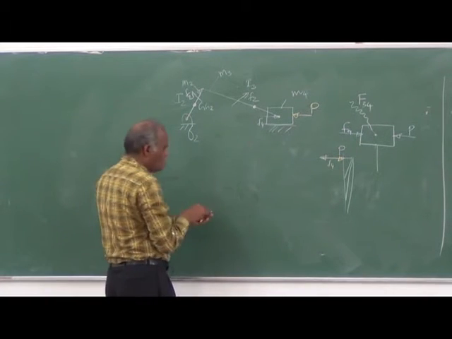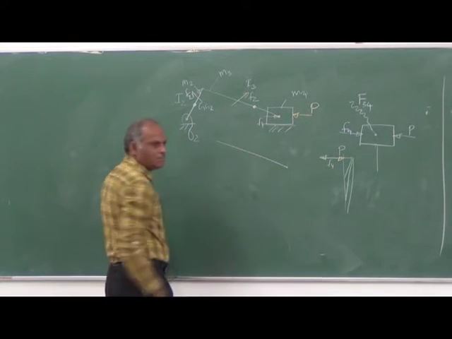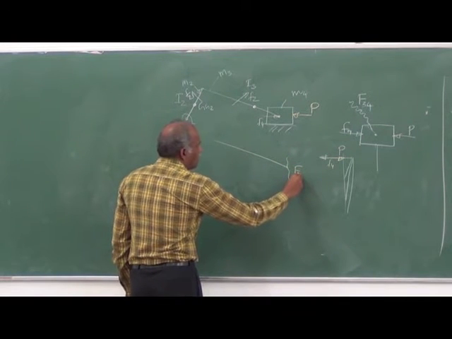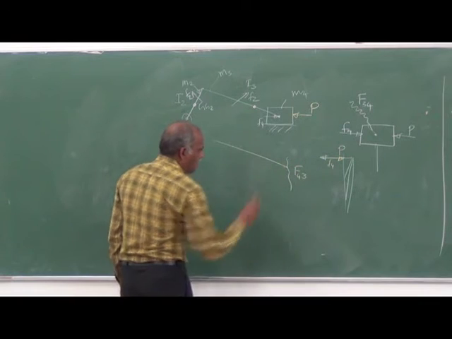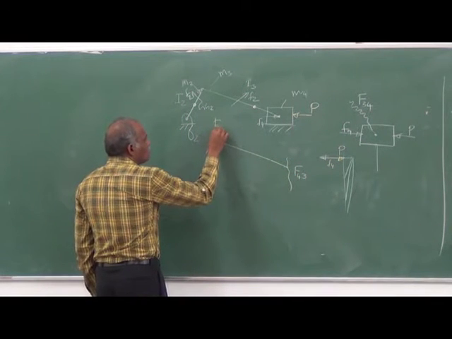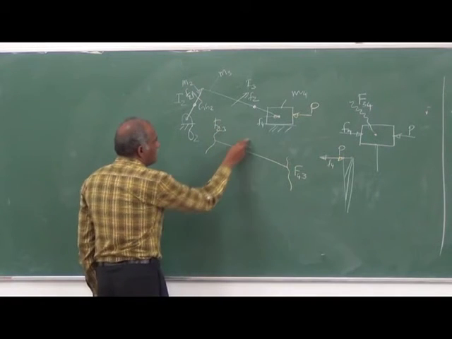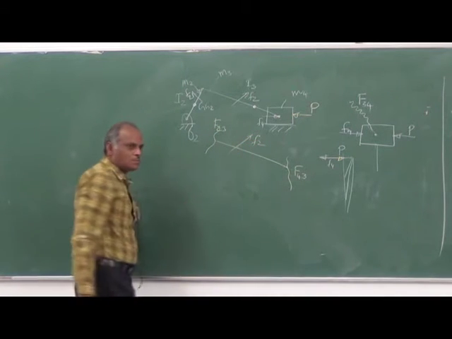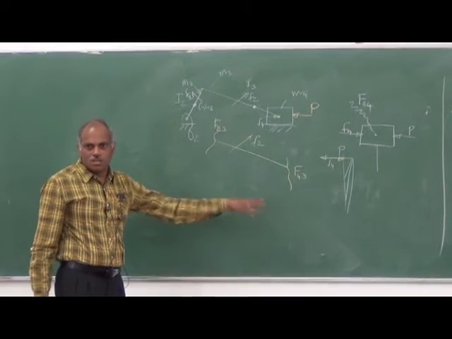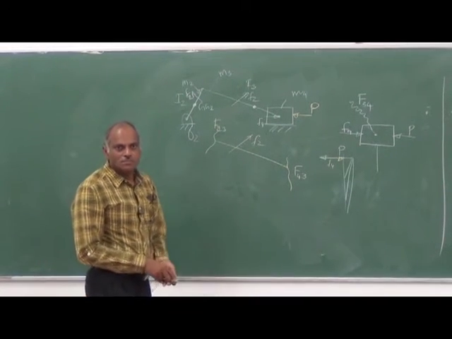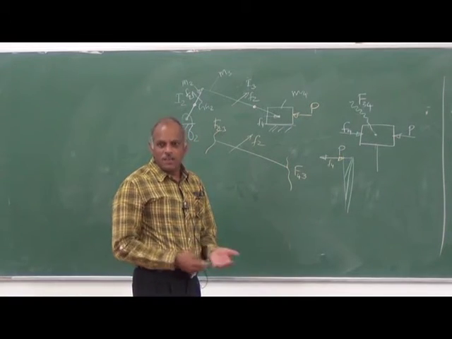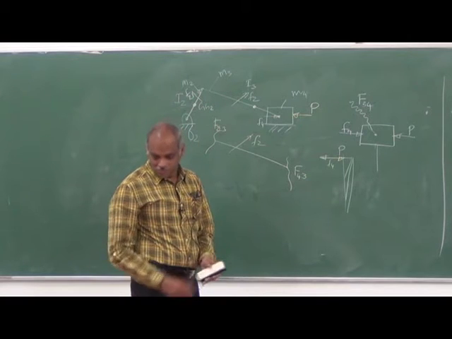What about this linkage? That is linkage 2. If I draw the free body diagram of that, I have F4,3 here, F2,3, and I have the inertial force F2. Here I have 4 unknowns, so this is also not solvable. So why should we be dealing with something not solvable?